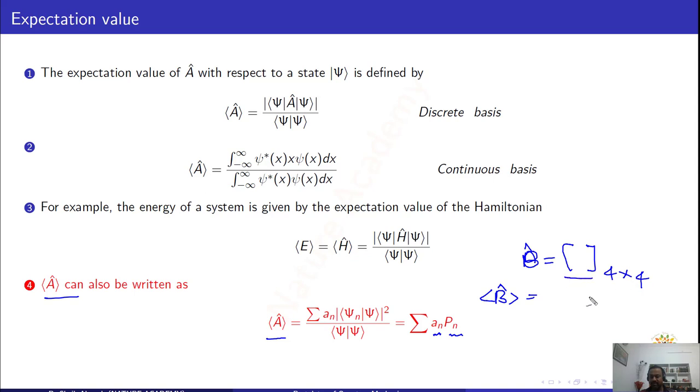Then for this 4 by 4 matrix, you will get 4 eigenvalues: a1, a2, a3, a4. Then the total expectation value of this operator can be written as the first eigenvalue a1 multiplied by the probability p1 of obtaining eigenvalue a1, plus the eigenvalue a2 multiplied by the probability p2 of obtaining eigenvalue a2, plus a3 p3, plus the final eigenvalue a4 multiplied by the probability of obtaining the eigenvalue a4. So this is the formula. This can be written like this.